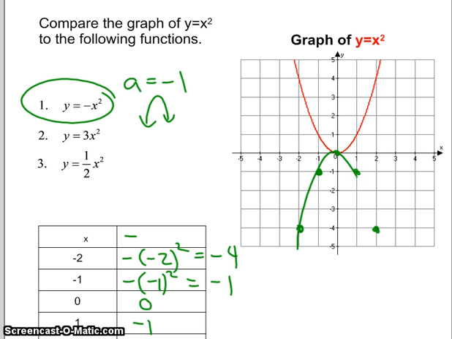So what we have here is the mirror image. You might call this a reflection across the x-axis. Notice this is the same width because it has the same absolute value. The absolute value of -1 is 1. Let's look at the next example.